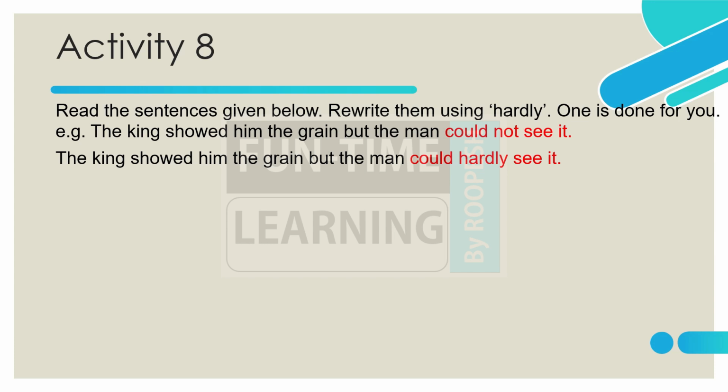We will do some worksheet regarding this activity as well. The king showed him the grain, but the man could hardly see it. What difference do you see here? "Could not see it" is highlighted here, and "could hardly see it" is also highlighted.